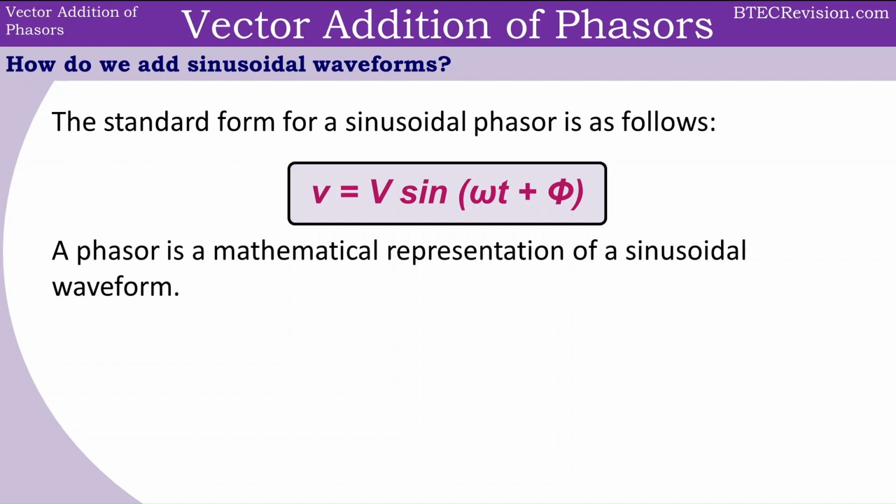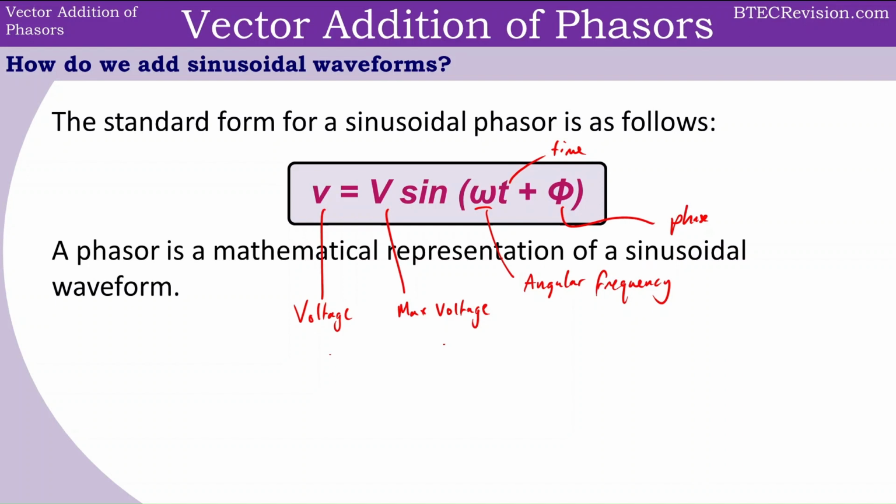Looking at these values, lowercase v here represents the current voltage. Capital V here stands for the maximum voltage. Omega is the angular frequency. And time is represented by t. And phi is the phase.